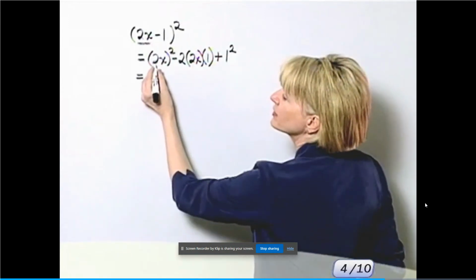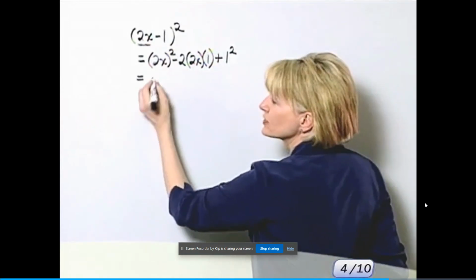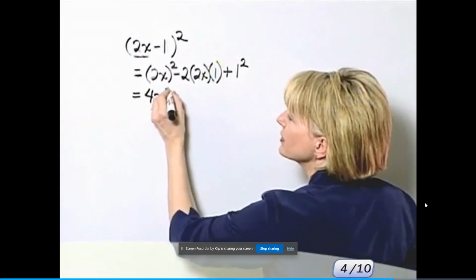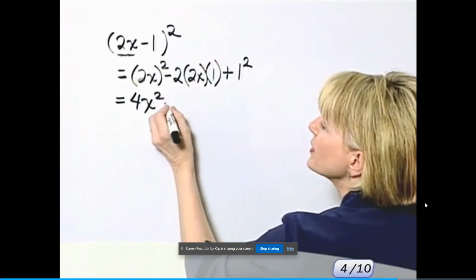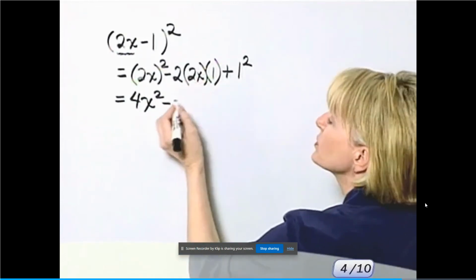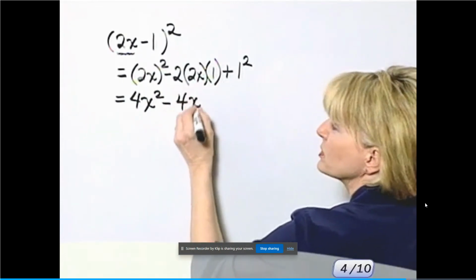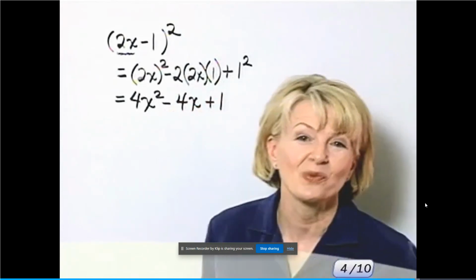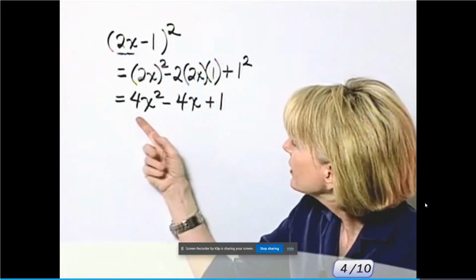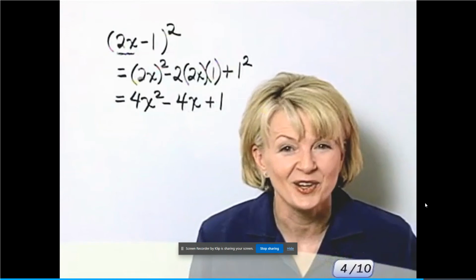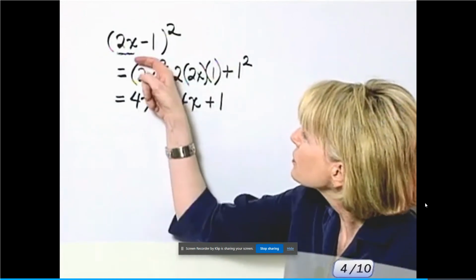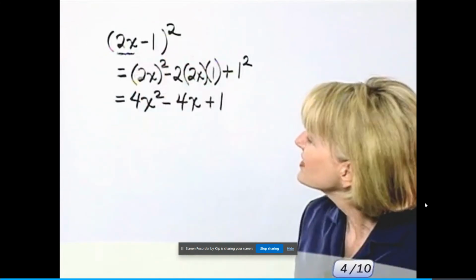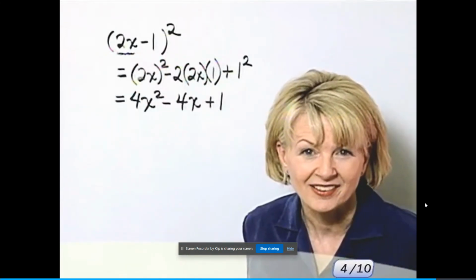So let's write this down. 2x quantity squared, that's 2x times 2x, or 4x squared, and then minus 2 times 2x times 1, that happens to be 4x, plus 1 squared is 1. This is the product. Notice there's no like terms that can be combined, so this binomial squared is that trinomial.